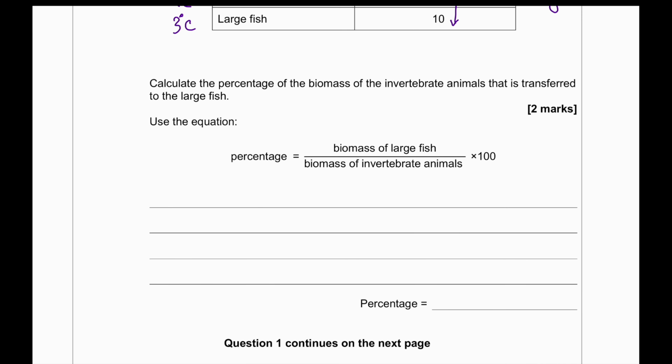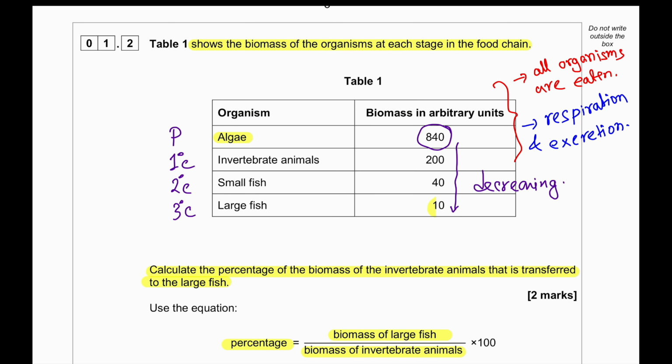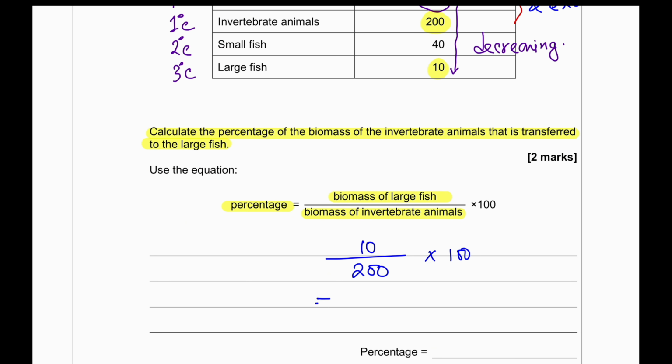The question says calculate the percentage of biomass of the invertebrate animals that is transferred to the large fish. To find out the percentage, the formula is given: biomass of the large fish divided by biomass of the invertebrate animals. So the large fish is 10 and invertebrate animals is 200. So the answer comes to 5.0 to 2 significant figures.